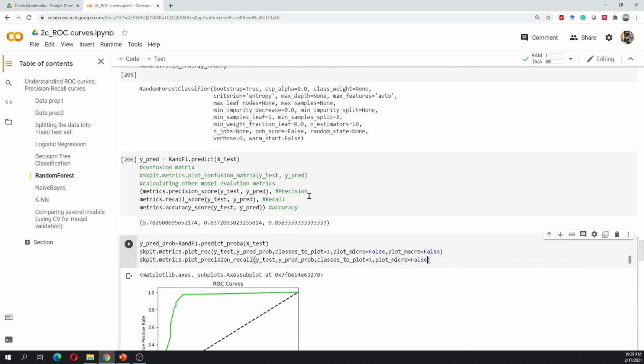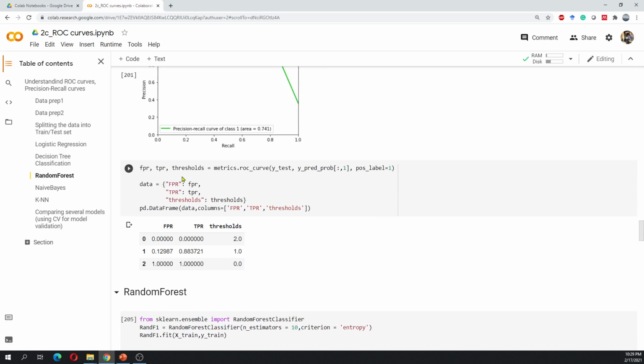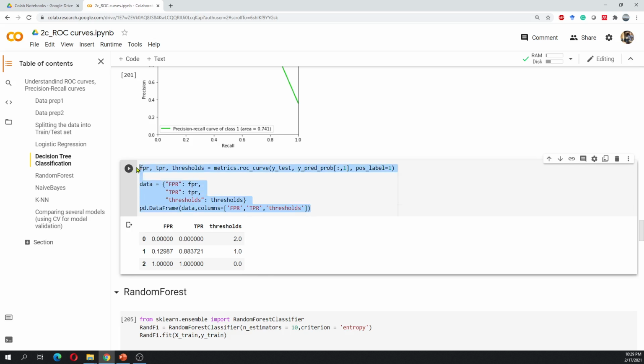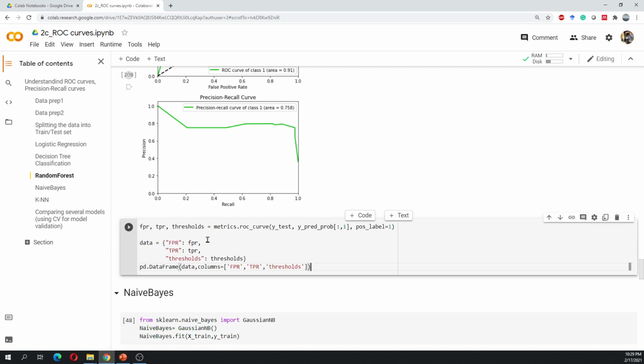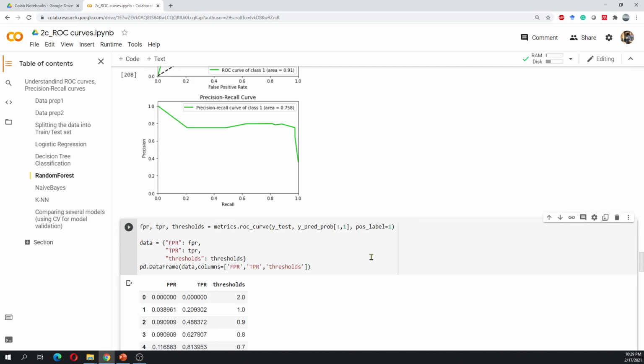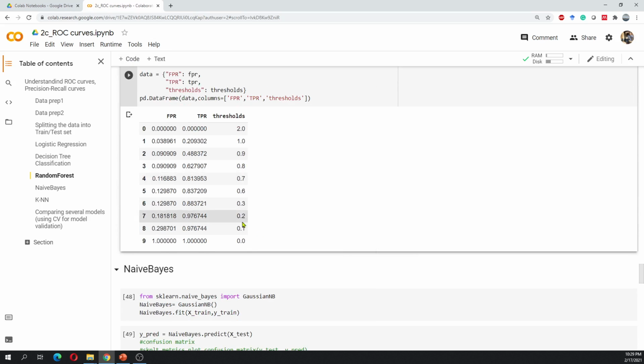Okay, so let's see what we are looking at. What are these thresholds? I'm not going to get into details of this here, but you just want to explore it. There are a bunch of different thresholds. So how many do we have? We have 10 basically. 1, 2, yeah.